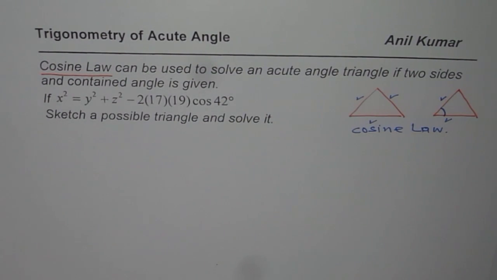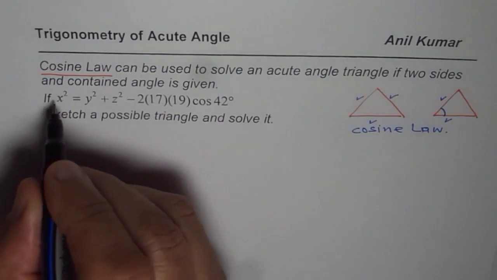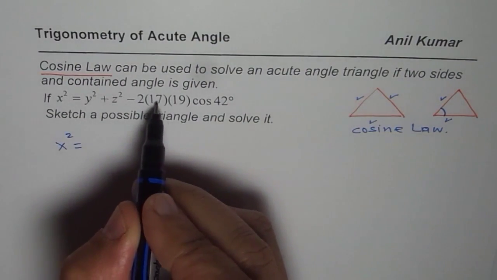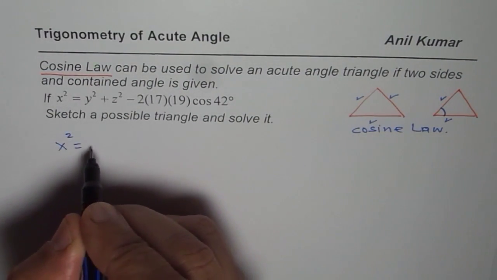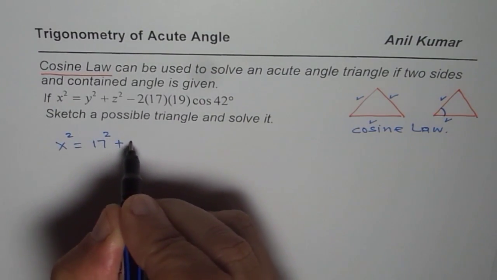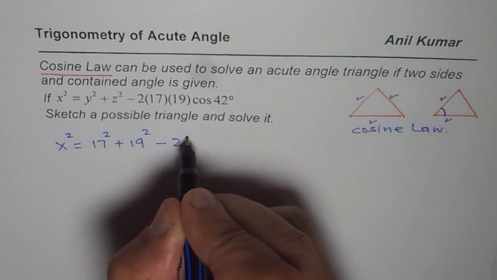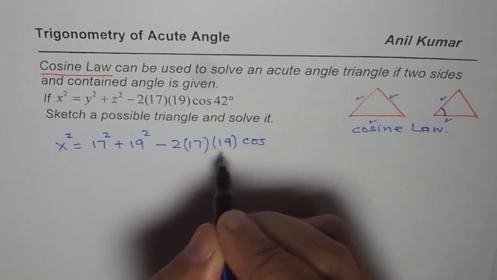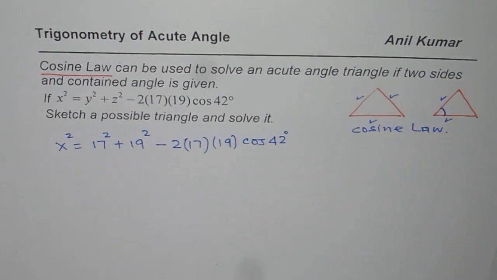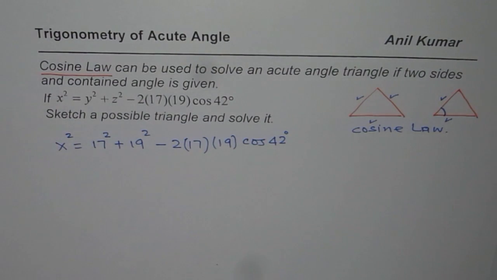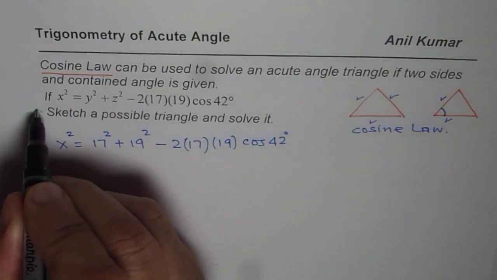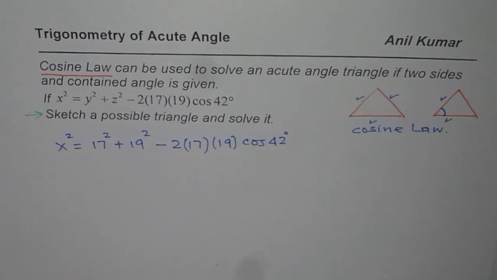Okay. So let me first correctly write down this equation. This equation, as you have guessed it, should have been x square equals to, these are y and z's, do you see? X square equals 17 square plus 19 square minus 2 times the two sides which are given to us, 17 and 19, and the angle included, which is 42 degrees. So that is how we have to understand the law, right? I hope even this typing error helps us to understand the situation, right?